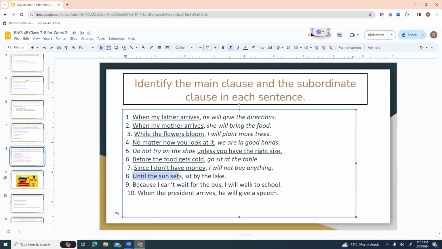Until the sun sets, that's our conditional part, and we're going to put that right there underlined. Sit by the lake. Part of this just has to do with speech patterns. Some people would give the condition first: until the sun sets, sit by the lake, especially if, once the sun sets, then come and find me. But other people might tell the main clause first: sit by the lake until the sun sets. Generally, people have one way they prefer to say it or the other. Both are absolutely correct, though.